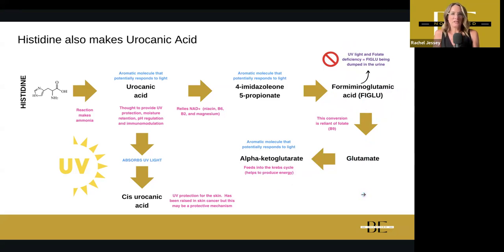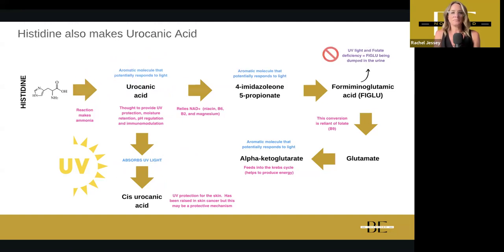So in a nutshell, this particular slide is showing us that in UV light deficient situations and nutritional deficient situations, it is likely that histidine is not going to be able to produce urocanic acid. You're not going to produce the protection on your skin against UV radiation, and you are likely going to be producing excess histamine and have low energy.